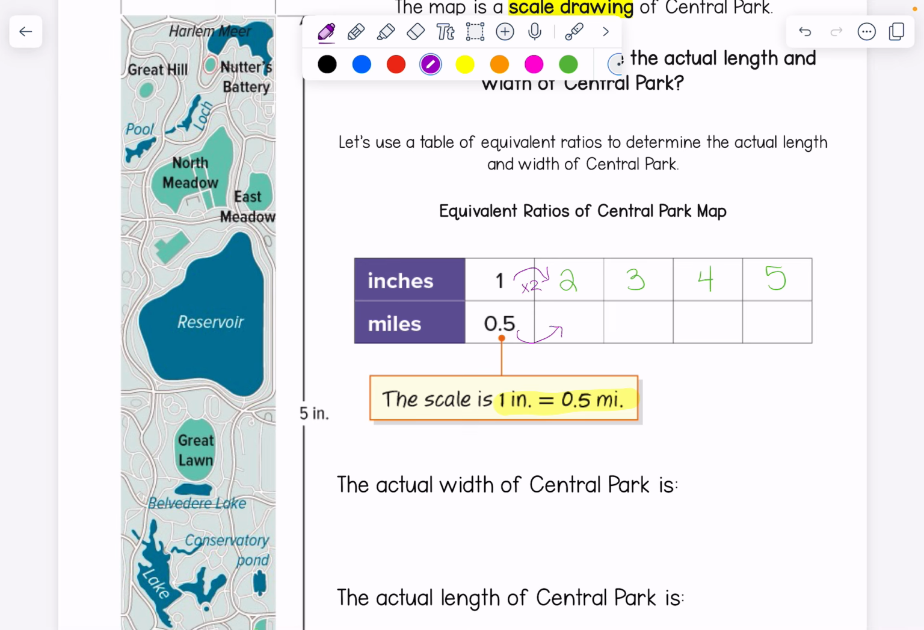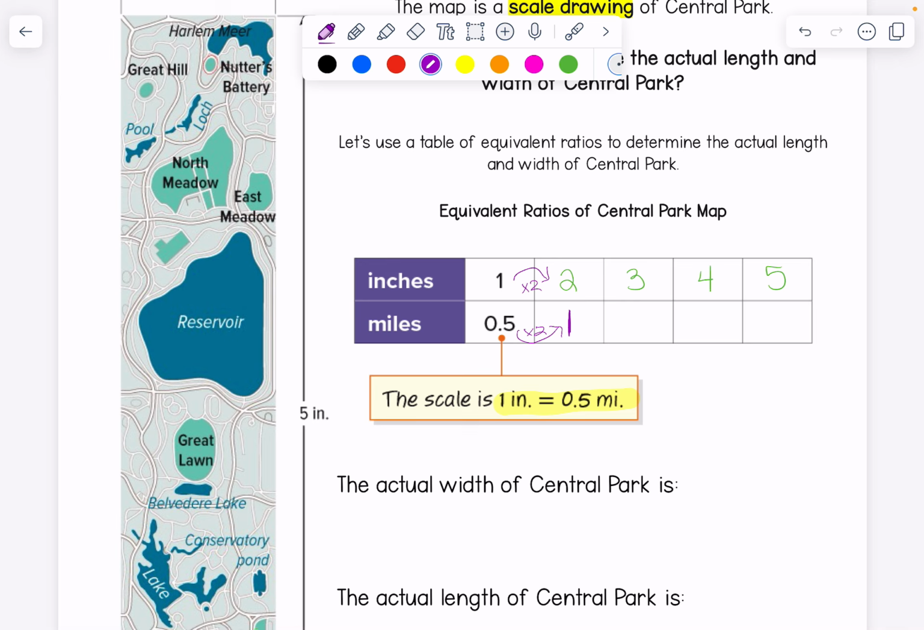So we could say 1 times 2 is 2. Now, if I take 0.5 times 2, or if I double half of a mile, that means that 2 inches would represent 1 mile. And then we can continue on doing that, looking for those consistent relationships. Because we're now just talking about ratios, it's okay if there are decimals. Obviously, there's a decimal in the 1 inch being 0.5 miles.